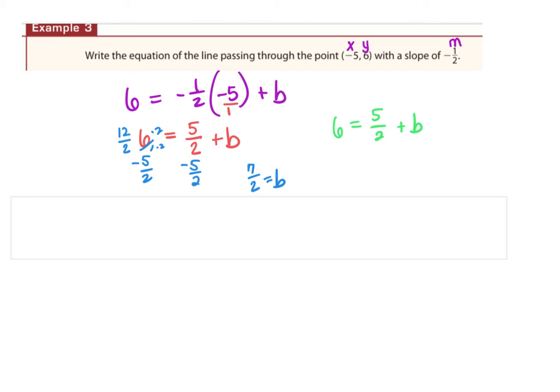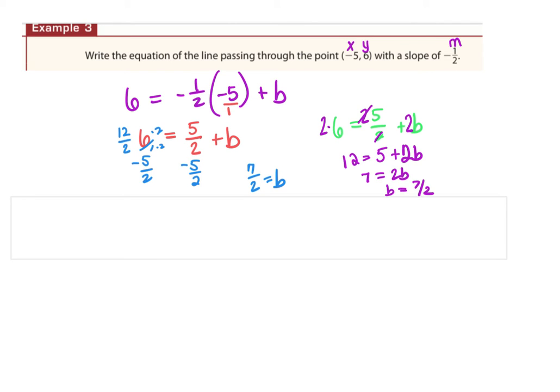Let's get rid of my fractions here. You can multiply everything by that 2. You also have to multiply the b by the 2, okay? You're going to get 12 equals, this guy's going to cancel, 5 plus 2b. Subtract your 5, 7 equals 2b. And once again, b is going to equal 7 halves.